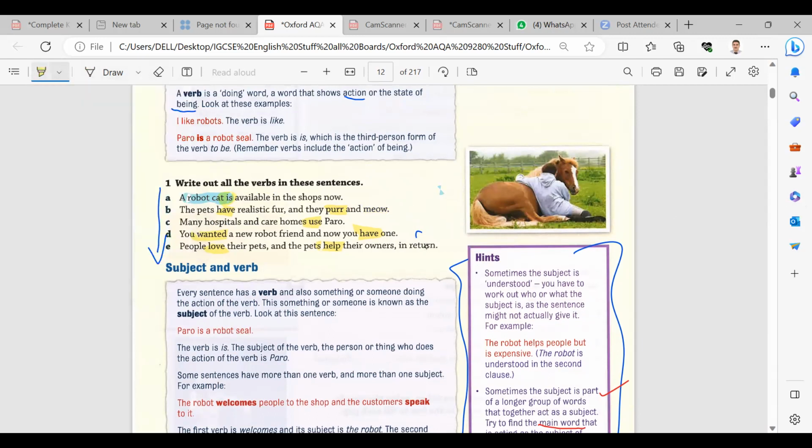Excuse me, what was the question? Define the subject of all the verbs. The subject of is: a robot cat. Right, each verb. Exactly. What about B? You have three verbs: have, pair, meow. What is the subject of have? The pets. Excellent. What is the subject of pair and meow?